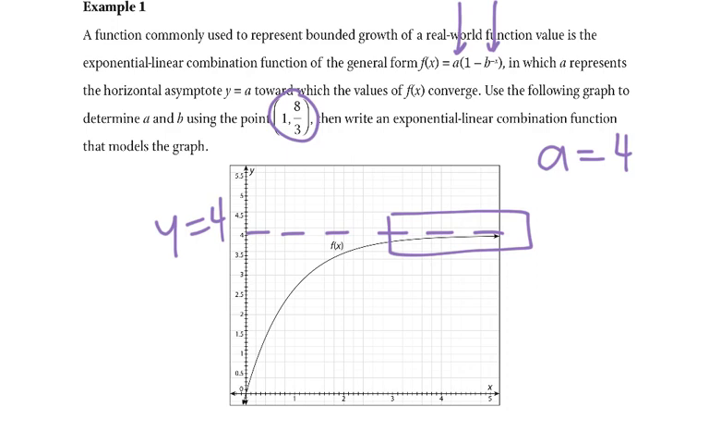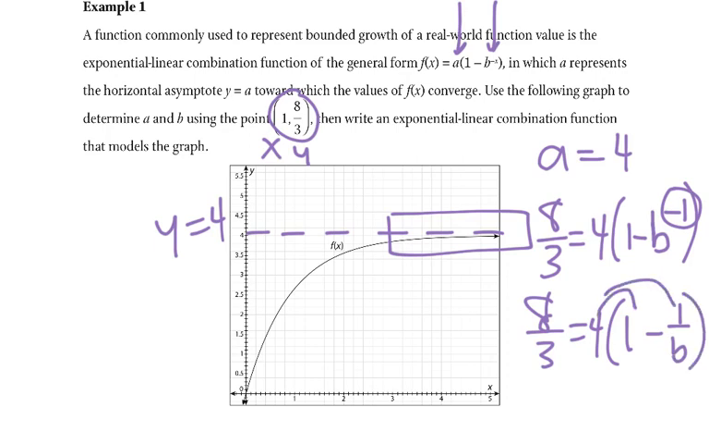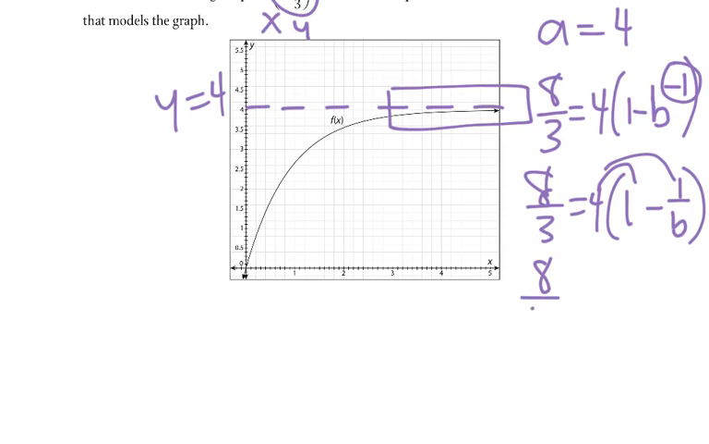Okay. So that would give us an x and a y, or an x and an f of x. So I'd go 8/3 equals 4 times 1 minus b to the negative 1. Okay? So we'd have 8/3 equals 4 times 1 minus, remember, a negative exponent makes it a fraction. So then we can probably distribute the 4. So we get 8/3 equals 4 minus 4 times 1 over b would be 4 over b. Okay?